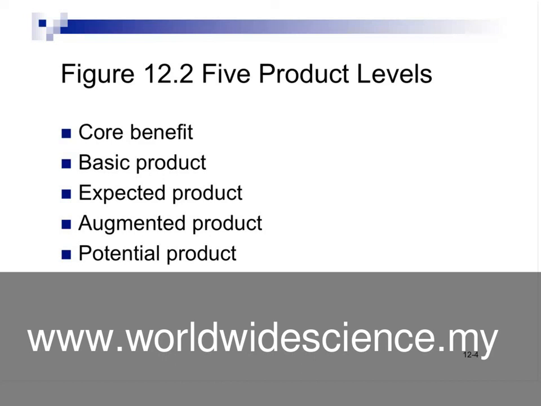Then we have the basic product. The basic product means that, at the end of the day, even though the customer is buying the core benefit, the marketeer has to turn that core benefit into a product. So, for our example, the hotel manager has to include a bed, bathroom, towel, desk, and everything, so that rest and sleep is possible. So that it's changed into a product.